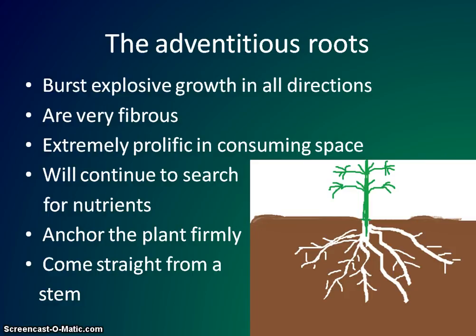Now the adventitious root is a different kind. It grows in all directions. It comes straight off the stem. It's very fibrous, and it's most importantly extremely prolific. By that I mean it'll grow wherever it can. It'll crack foundations. It'll crack sidewalks. It can go around other plants' roots. It'll do anything it can to find the nutrients and water that it needs.